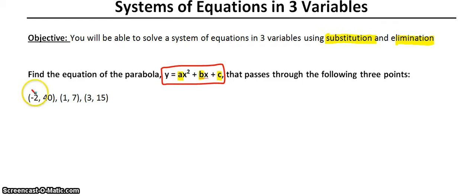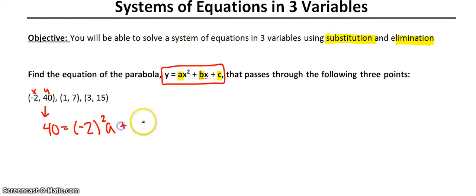So if I can substitute in my x's and y's, I'll have 3 different equations to set up a system. For example, if x is -2 and y is 40, then my equation becomes 40 equals my x squared, which is (-2) squared, times a, plus my x times b, plus c. So I still have 3 unknowns, because I don't know the equation of the parabola.